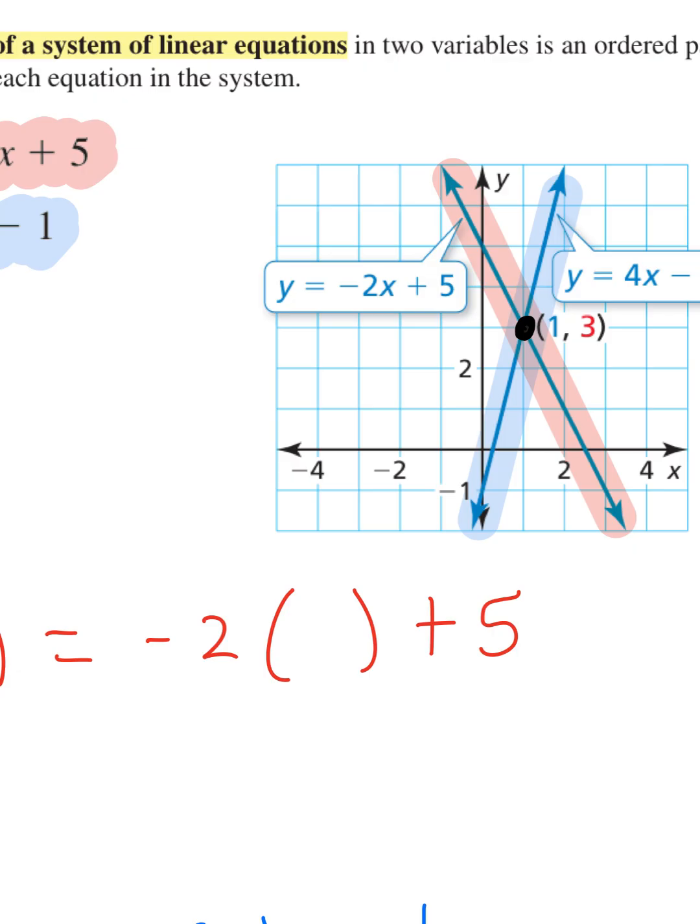There's 3 different ways to do this. The first way is by graphing, which is what we're going to do today. Then we're going to learn 2 other methods in this chapter called substitution and elimination, but those will be for another day.